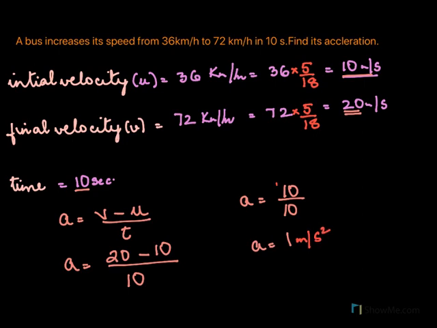Unit of acceleration, meter per second square. There's one thing I want to bring to your notice: this equation is the same as a equal to v minus u over t. When you cross multiply, the t goes on the other side, you get at equal to v minus u, which means v equal to u plus at. It's the same as the first equation of motion.